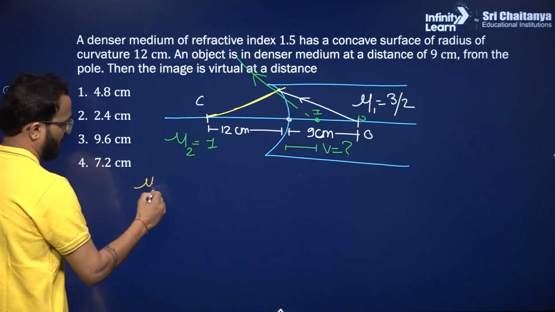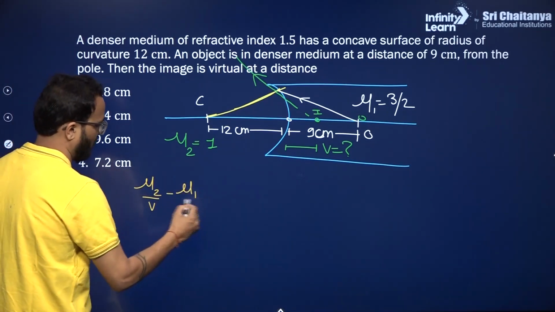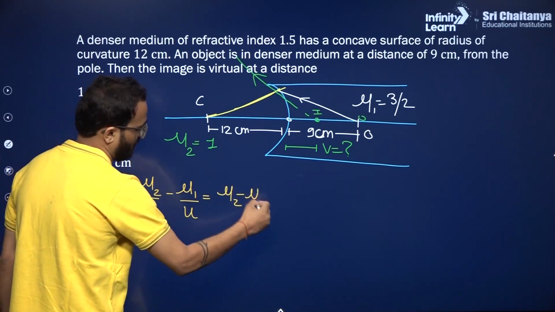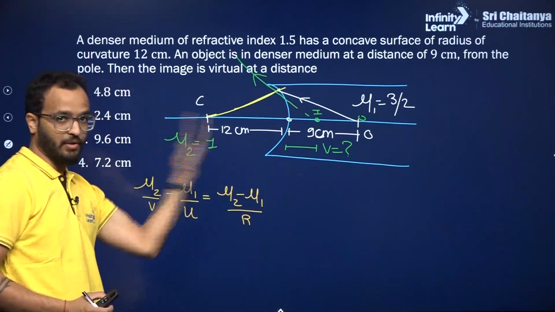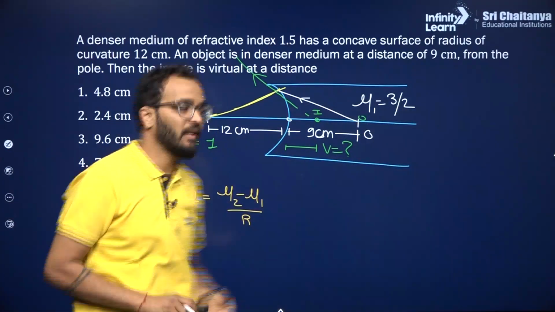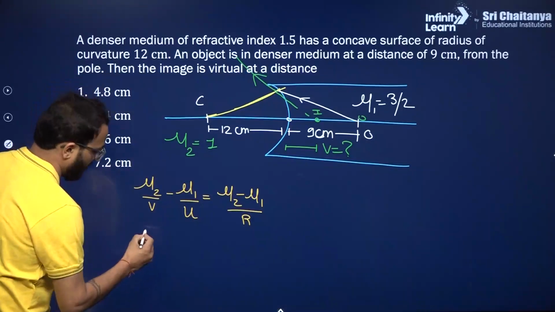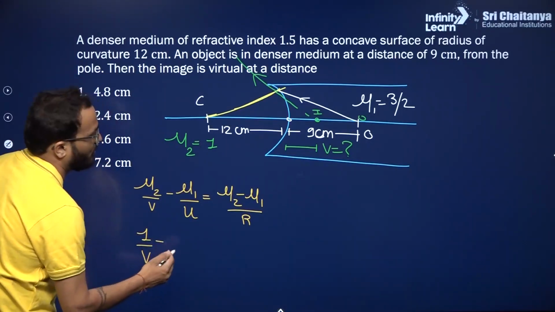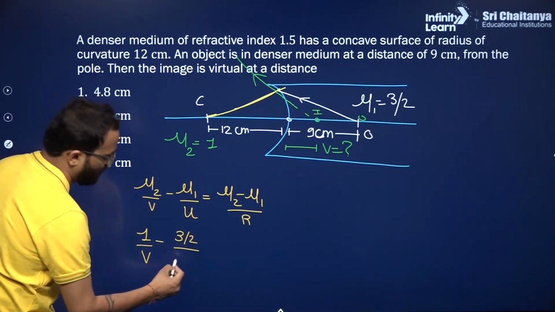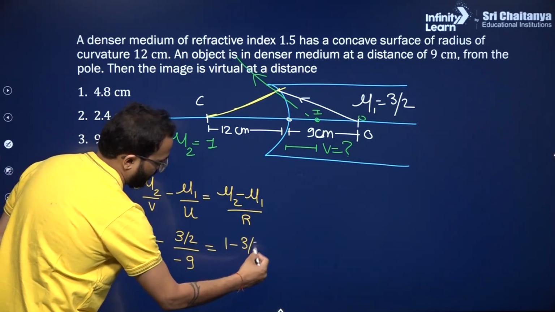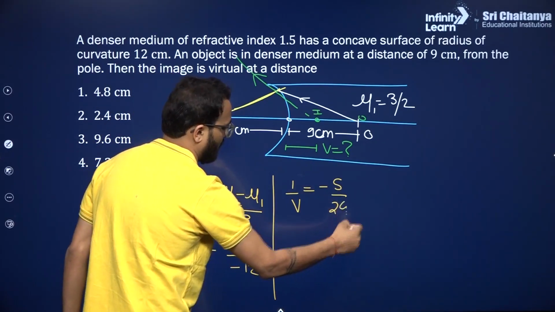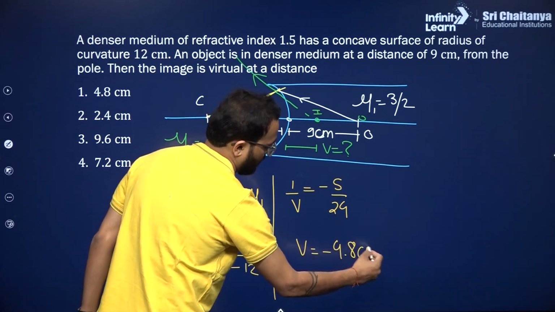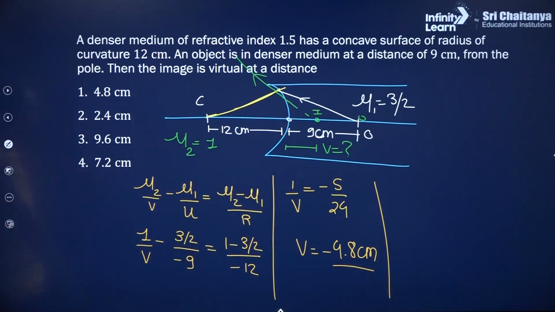Cool. So let's begin. We will say mu2 by V minus mu1 by U is equals to mu2 minus mu1 by R. Now carefully put the sign, since this is the direction of incident rays, so anything measured in this direction will be taken positive and in this direction will be taken negative. So U is measured in this direction, so U will be minus 9. Mu2 is how much? Mu2 is 1 by V minus mu1 is how much? U is how much? Solve it. It comes out to be minus 5 by 24. Got it, everyone? So 4.8, this is correct.